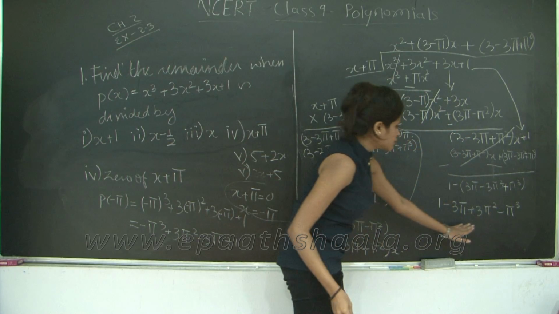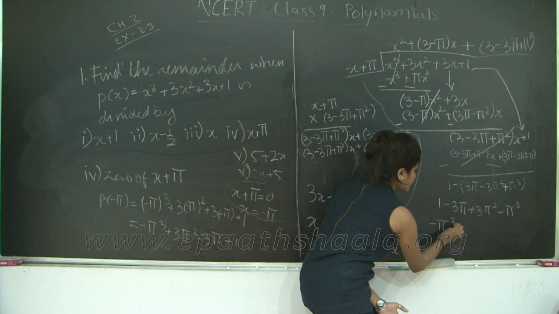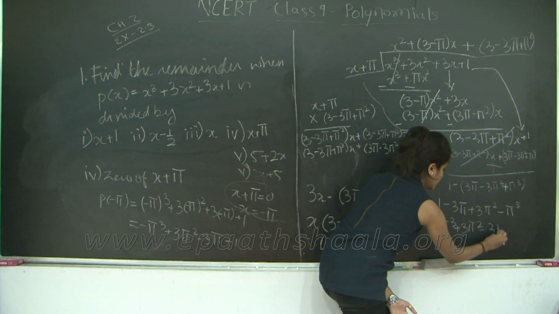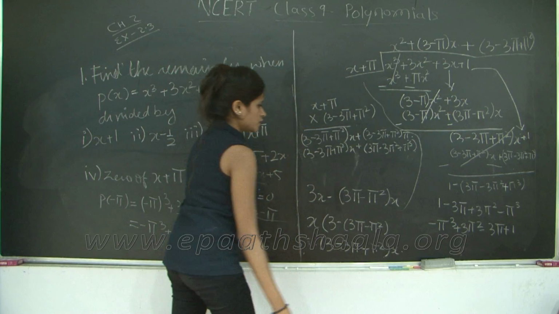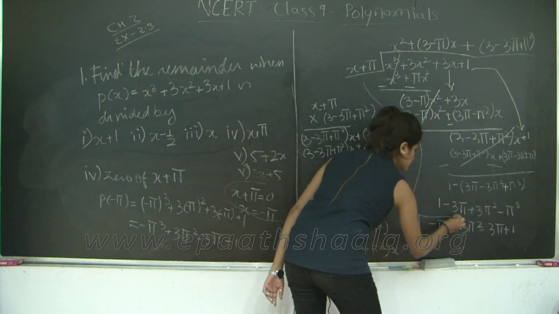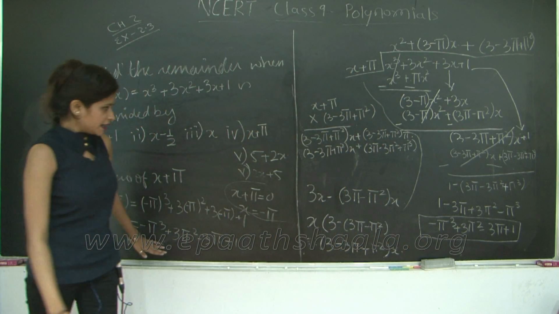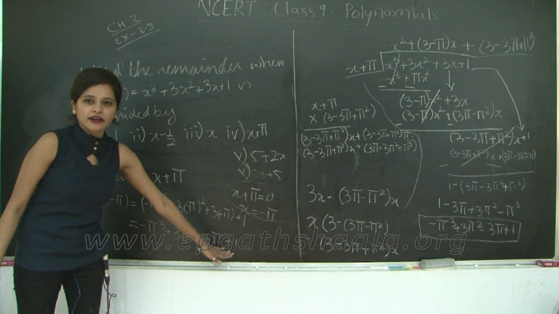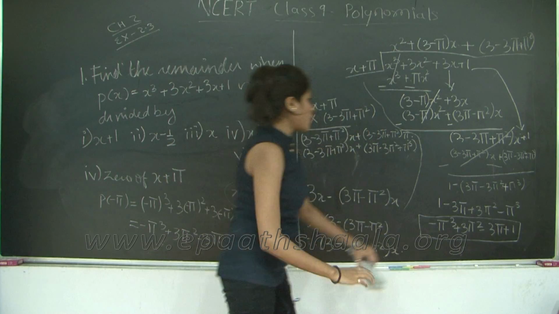Now I am just going to arrange it in descending order of the exponent. So this is minus pi cube plus 3 pi square minus 3 pi plus 1. So this is my remainder. Let's compare it. Minus pi cube plus 3 pi square minus 3 pi plus 1. Bingo, we have solved the sum using the remainder theorem as well as the long division method.